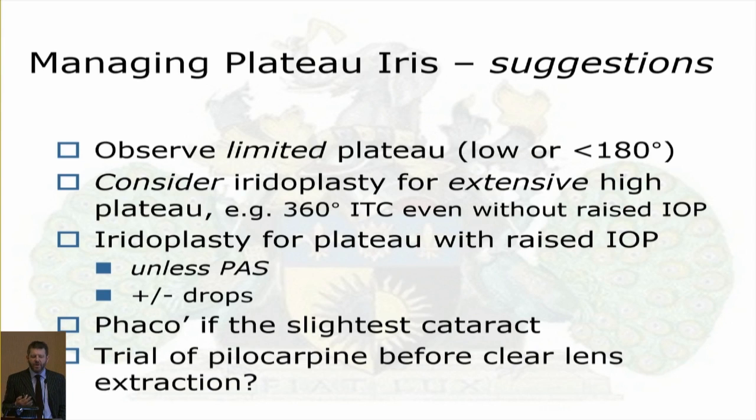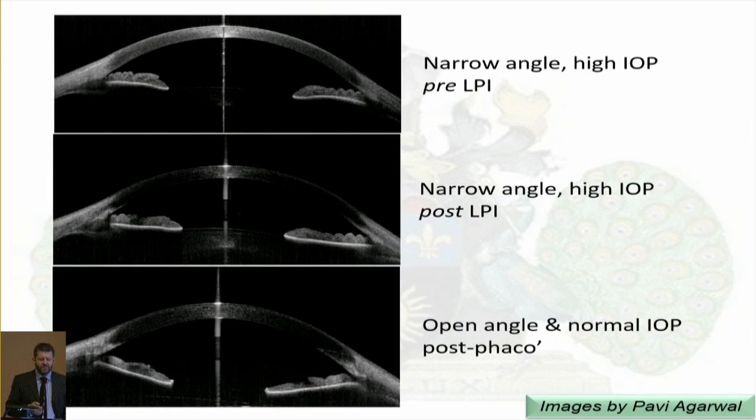We may consider iridoplasty for extensive plateau, even without high raised intraocular pressure, but we really are only treating patients who've got raised intraocular pressure these days, following Ong Tin's paper showing that there is some evidence of some harm for some patients. And of course, they're getting lens extraction for the slightest cataract. Very few patients tolerate pilocarpine, but a few like it. In some patients, that's simply not going to work, and they simply need lens extraction to open up their angle.